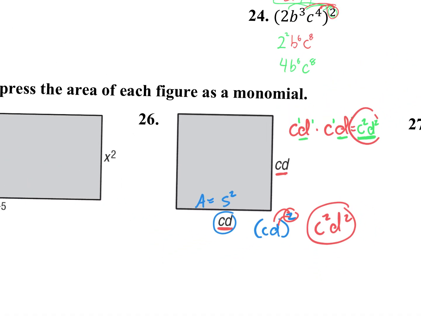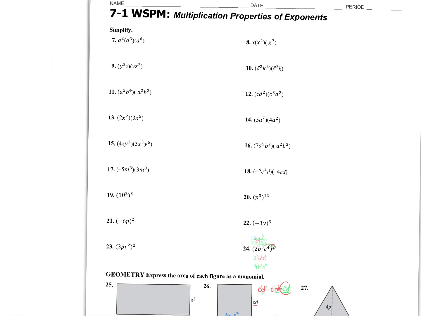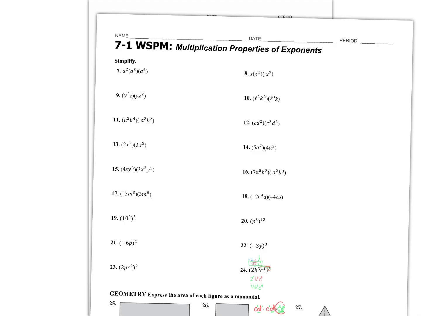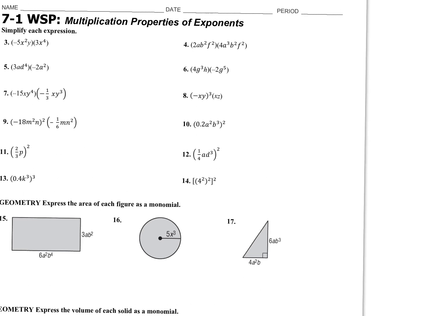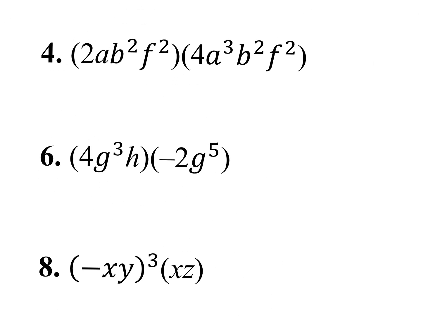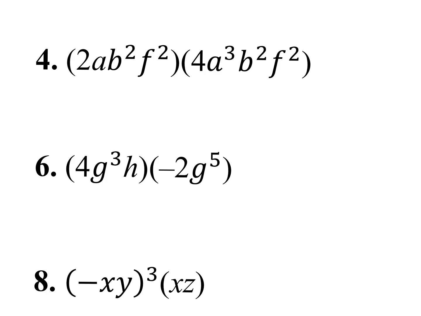Let's move on to the back side of this worksheet, which would be 7.1 WSP. Here it is, 7.1 WSP. We're going through the even ones on this worksheet. So number 4, again, there's parentheses, but there's no power on the outside. So technically it's all pure multiplication. You don't even need the parentheses, right? It's really 2 times a times b squared times f squared times 4 times a, so on and so on. So you could just multiply however you want.